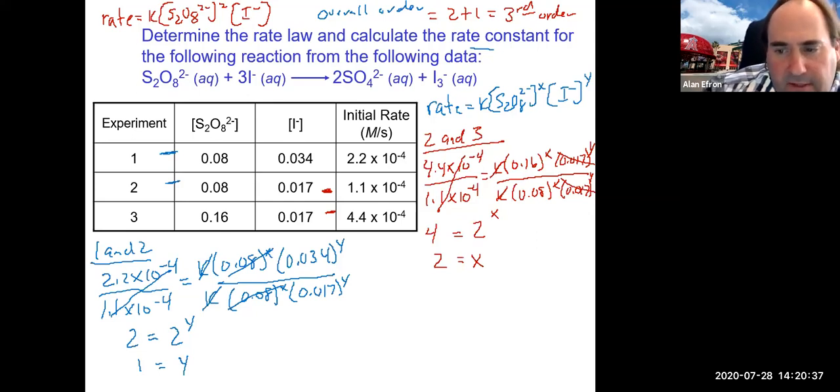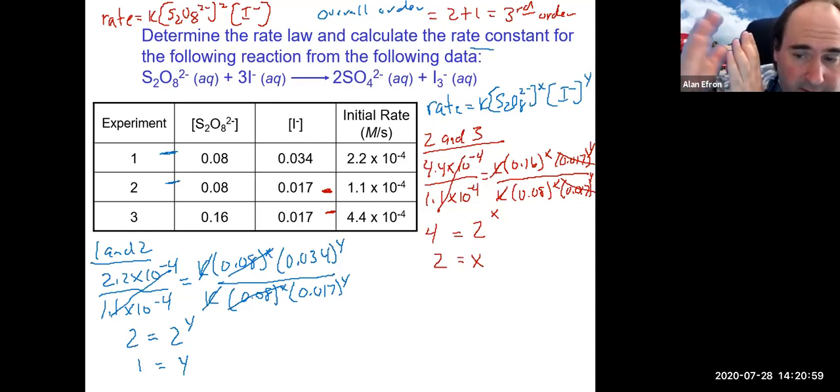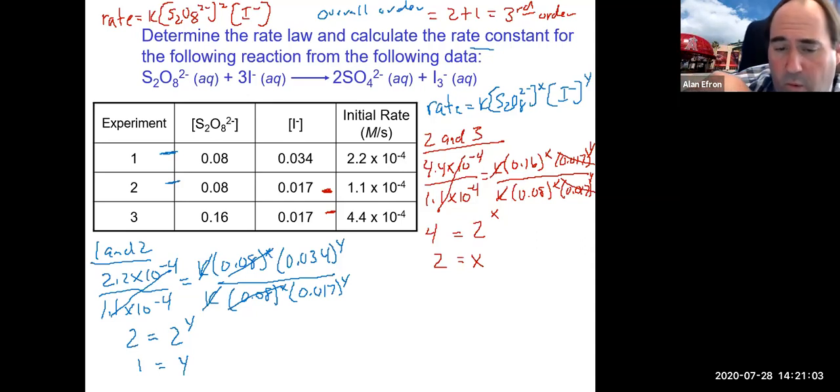So I've been talking about solving it mathematically. The non-mathematical approach, if you will, is, if you understand how things change, for example, in experiments 1 and 2, what we see is that as we double the concentration, the rate also doubles. So it's sort of like a 1-to-1 relationship there. And thus we ended up with an order of 1.